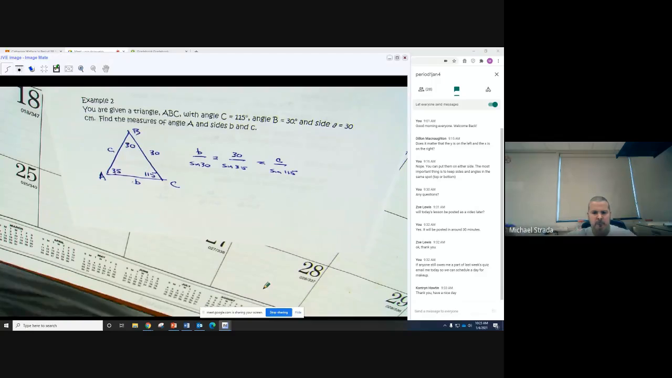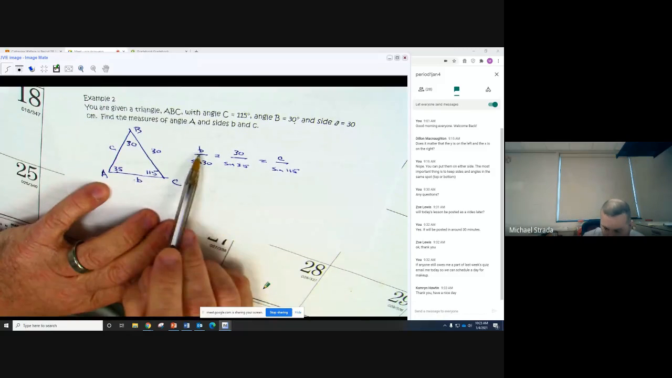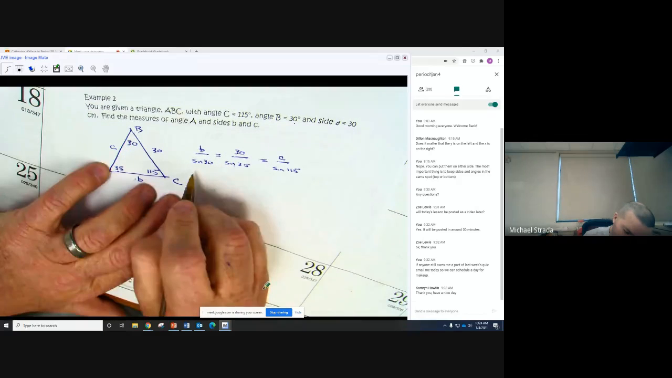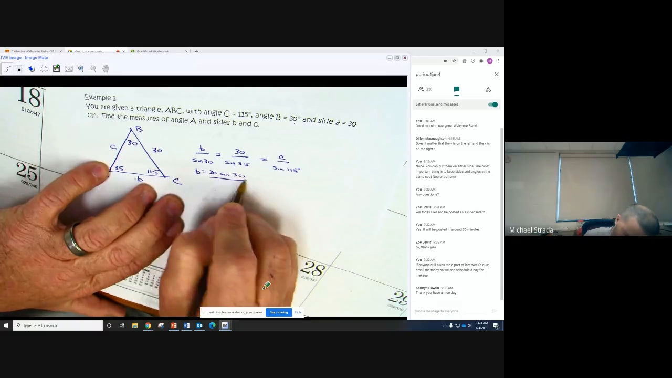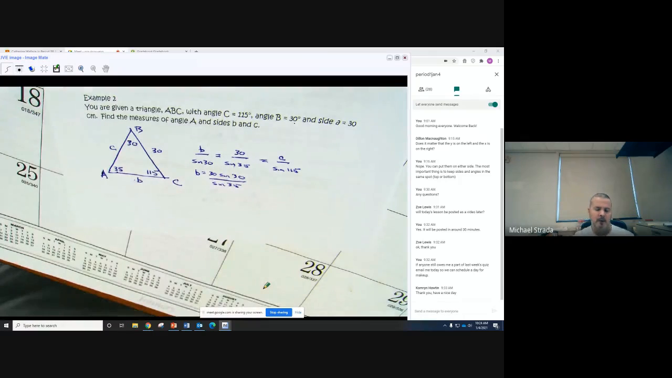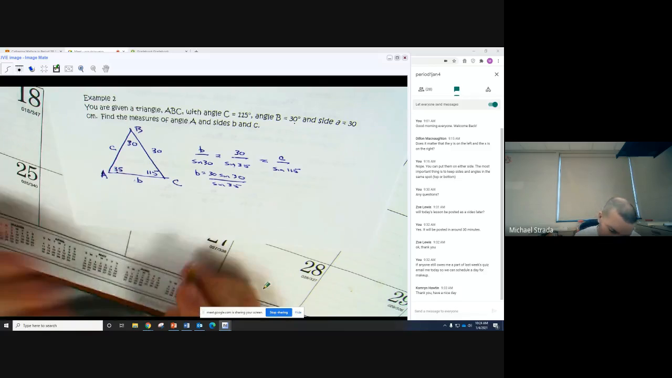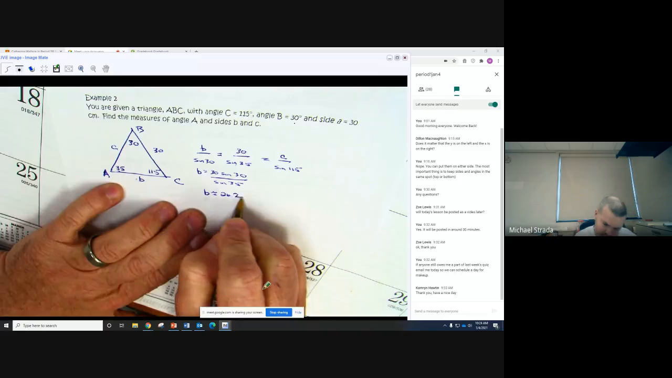All right. When we cross multiply, it would be 30 times sine 30 equals B times sine 35. I would then divide by the sine 35. So B equals 30 sine 30 divided by sine 35 when it's all done. I go to my calculator. And B comes out to be approximately 26.2 units.